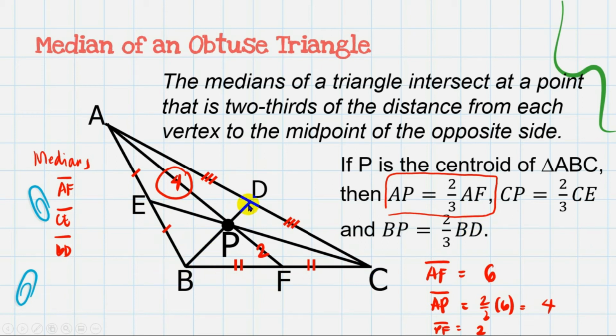So, if the given is the measurement of the median and they ask for the measurement of each segment, this is what we're going to do. Multiply the given measurement of the median by 2/3, and we get the measurement of the segment from vertex to centroid. Then after that, we get the measurement from the centroid to the midpoint. Okay? Let's have another example here.